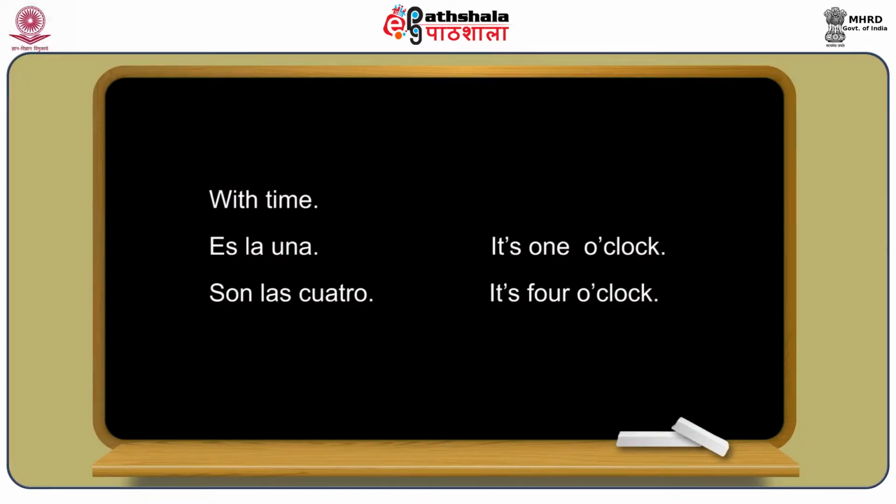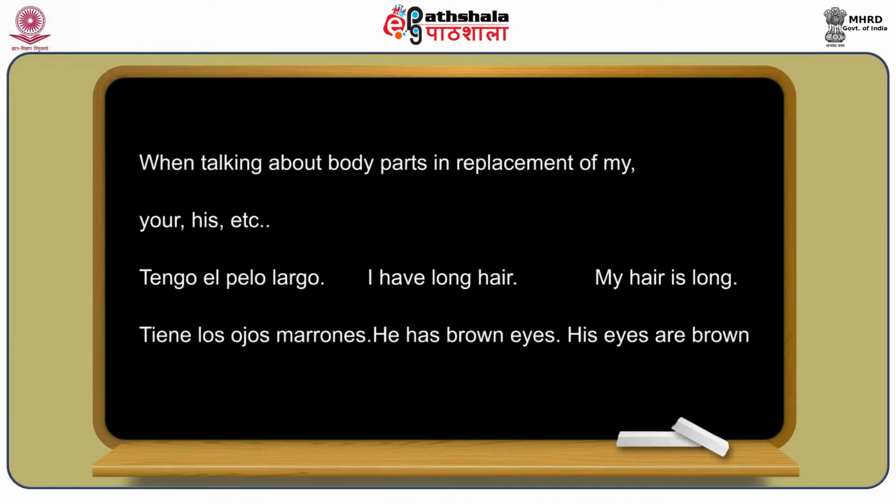Now the definite article is also used with time. That is, if we want to say it's 1 o'clock or it's 4 o'clock or 5 o'clock, we have to use the definite article. So in these sentences in Spanish, it will be es la una or son las cuatro. Es la una means it's 1 o'clock, and son las cuatro means it's 4 o'clock, and with other times as well. And it's used when talking about body parts in replacement of my, your, his, etc.